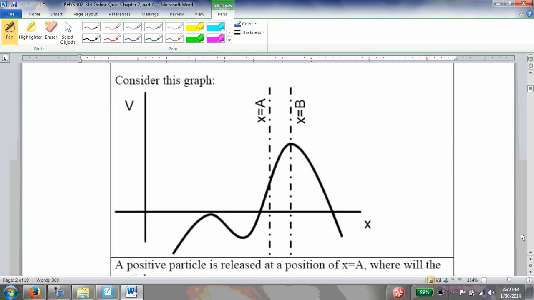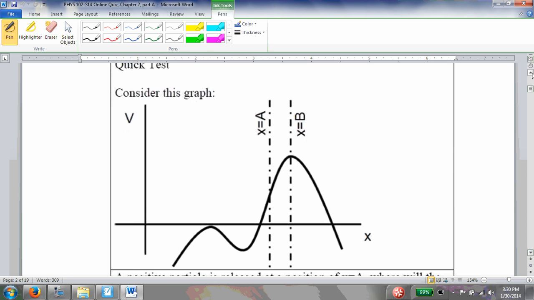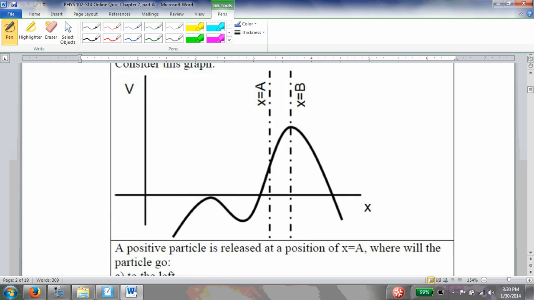All right, I have a positive particle that is released at point A, so it is at a position of x equal A, and the potential is shown by this graph. So if I were to increase in my x position, my potential would increase. If I were to decrease my x position, my potential would decrease. So as I move to the right, V goes up. As I move to the left, V goes down. And I want to ask myself, well, what direction is it going to go?